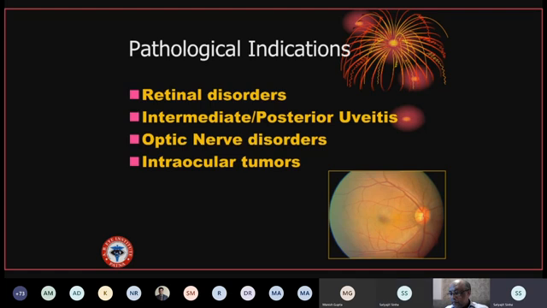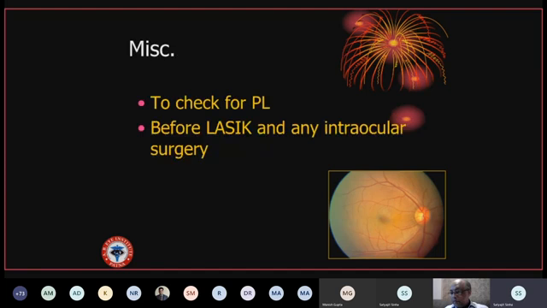What are the pathological indications? Any kind of a retinal disorder, intermediate or posterior uveitis, as someone rightly asked, snow banking, optic nerve disorders, and intraocular tumors. It could be at any level. It could be on the optic nerve. It could be in the retina, choroid. Okay, so these are the pathological indications.